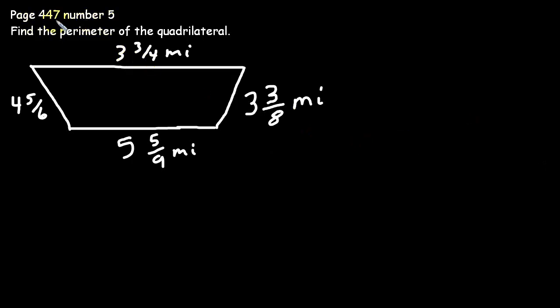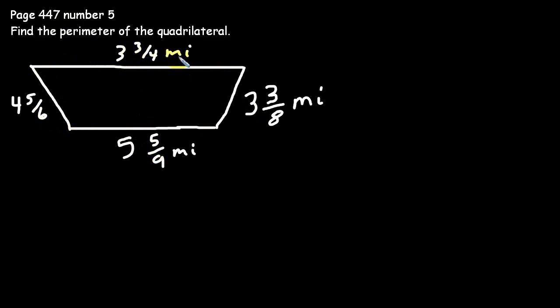Hello, Miss Robertson. I wanted to talk to you today about problem number 5 on page 447. This problem asks you to find the perimeter of the quadrilateral. Okay, and this is the figure. The quadrilateral means just a four-sided figure. We want to find the perimeter of it, which means the distance around it. And so we'll have to add these four numbers to find the distance around it.